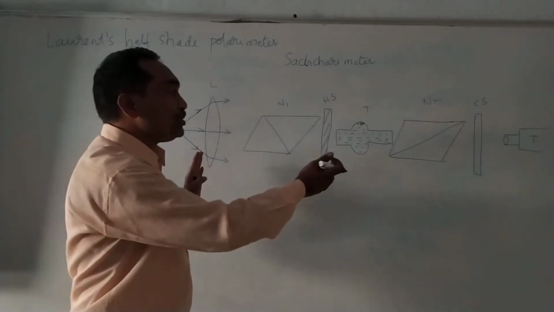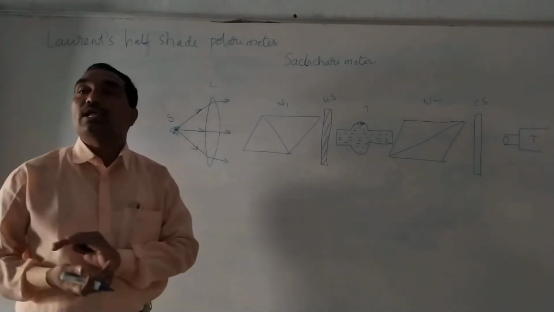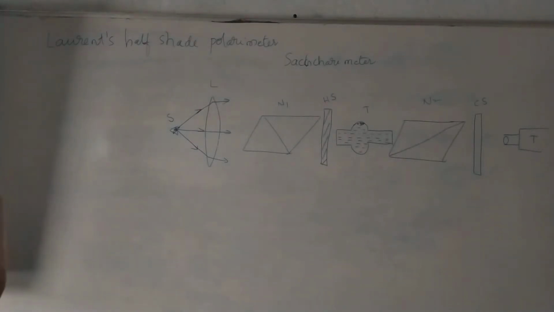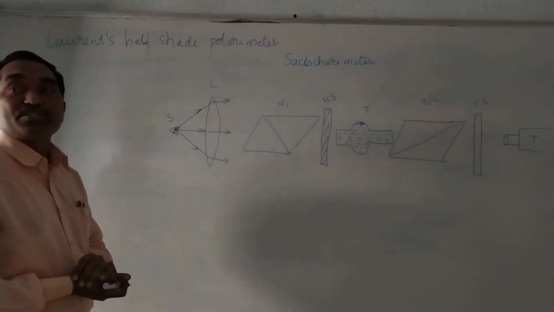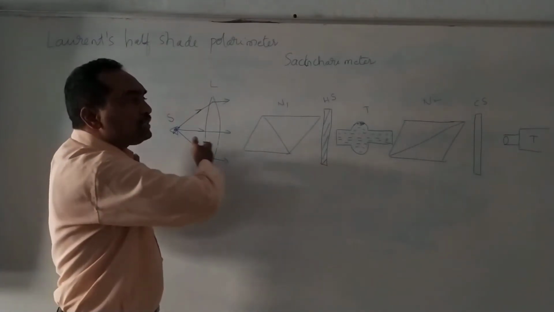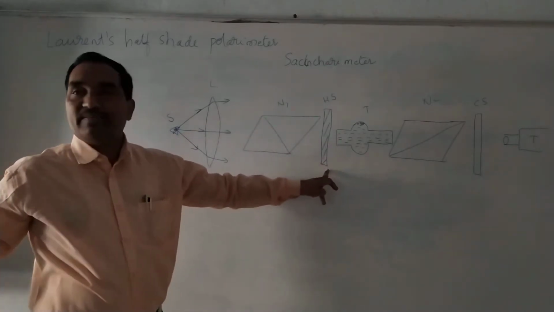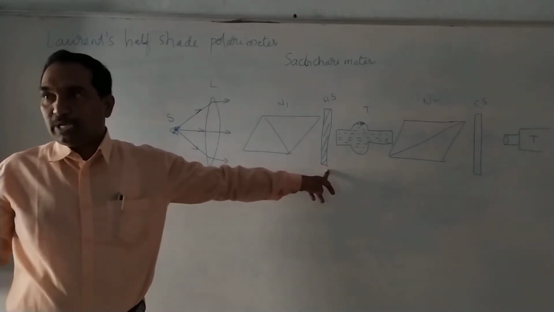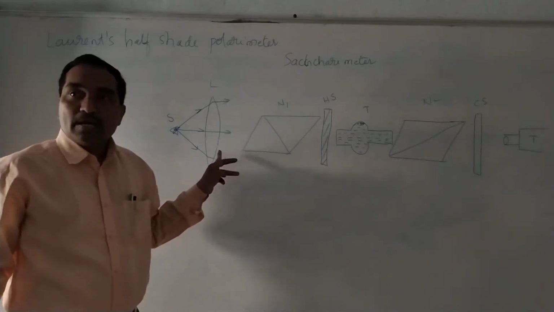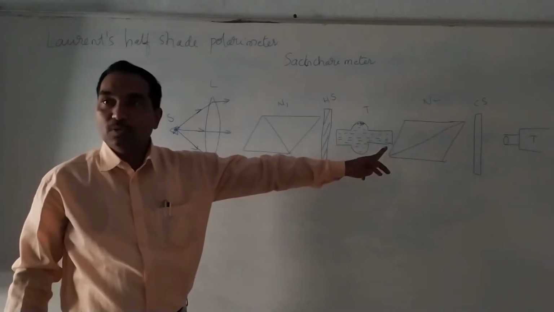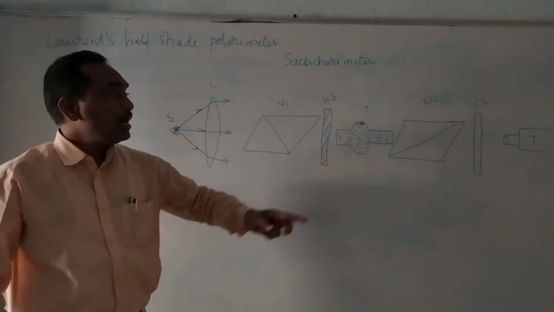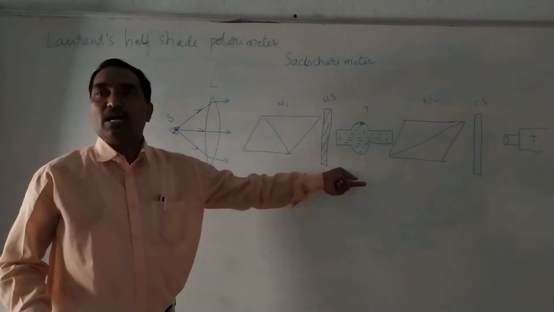This is the instrument, the Lorentz half-shade polarimeter. So how can we determine the angle of rotation by using this instrument? Before that, we know all these parts except the half-shade device. The source of light we know, the convex lens we know, Nicol prisms N1 and N2 we know, and the circular scale we know from the spectrometer, and the telescope we know. The glass tube we also know.